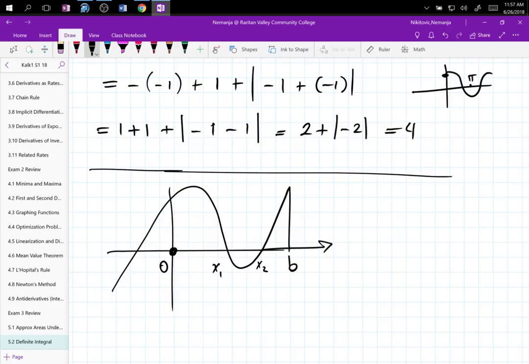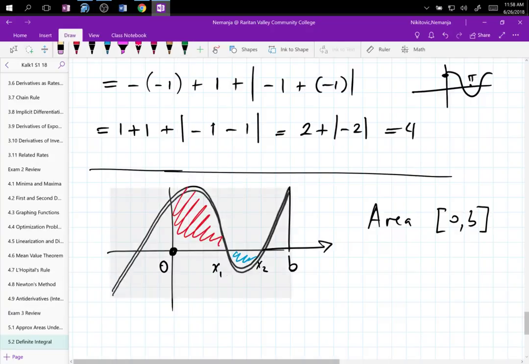How many separate areas do you have in the calculation? So area 0 to b. I want to say a to b, but let's say that a is 0. So how many areas do you have to consider between 0 and b? 3. 3 areas. I have the red area over here, I have the blue area over here, and I have the green area.